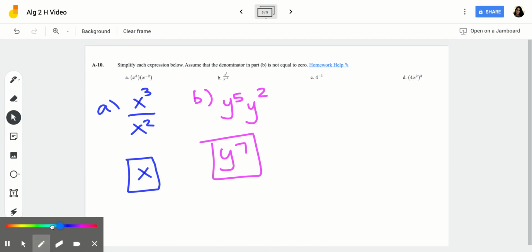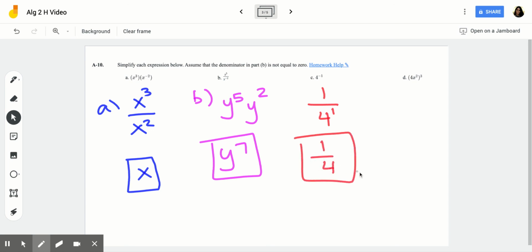Okay, let's keep going. So 4 to the -1. It's a negative, so it crosses the line and changes the sign to a +1. You can't just leave a blank space up here. There always needs to be a 1 on top. What's my final answer? 1/4. So 4 to the -1 is 1/4.